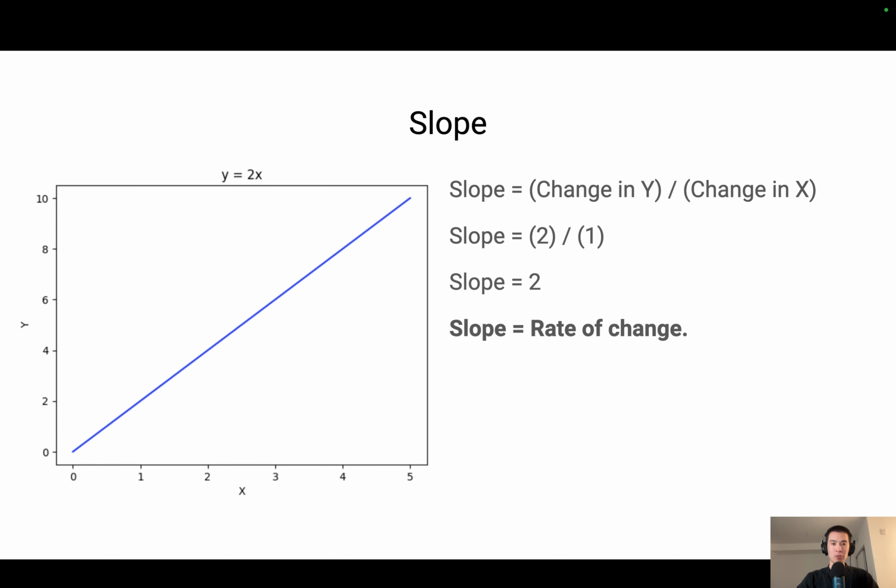I'm sure you remember from middle school or high school math about the slope, but here's a refresher. The slope is the change in y over the change in x. So here I've graphed y equals 2x. Every time x goes up by 1, y will increase by 2. So the slope equals 2. What I want you to remember is that slope equals rate of change.